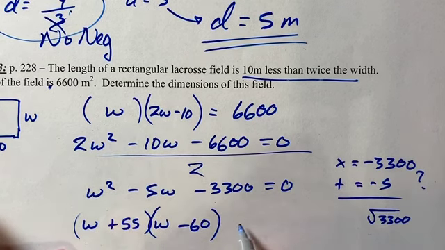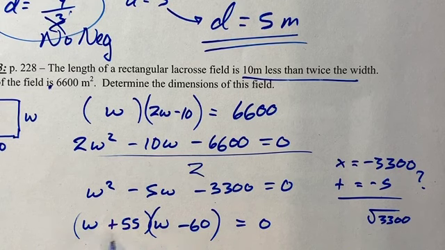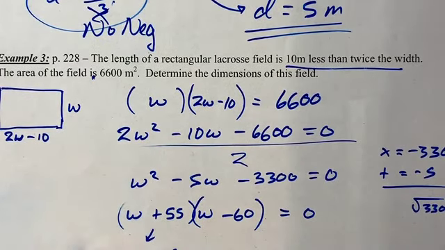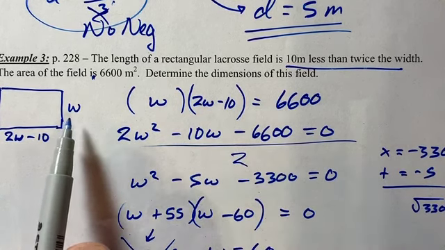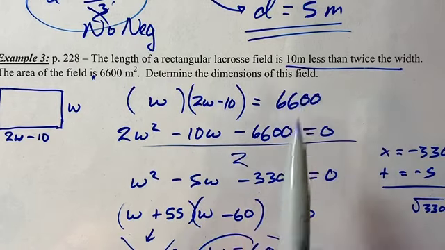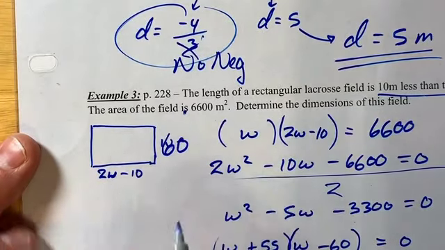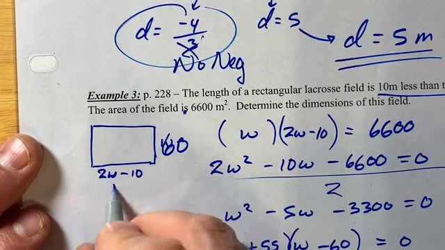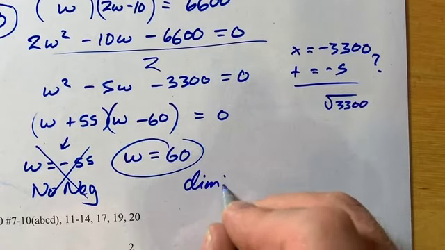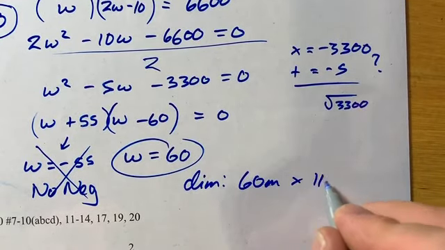Now, the most important thing here, it's still equal to 0. Because if two things multiply equal to 0, either the first one equals 0, width is negative 55. I don't want this to be negative 55. I can't use that one. And then the other one is W minus 60 equals 0, that means W equals 60. Hang on, that makes sense. This would be 60. So determine the dimensions. Okay, so that means that this one is 60. 2 times 60 is 120 minus 10, and this is 110. So the dimensions are 60 meters by 110 meters.